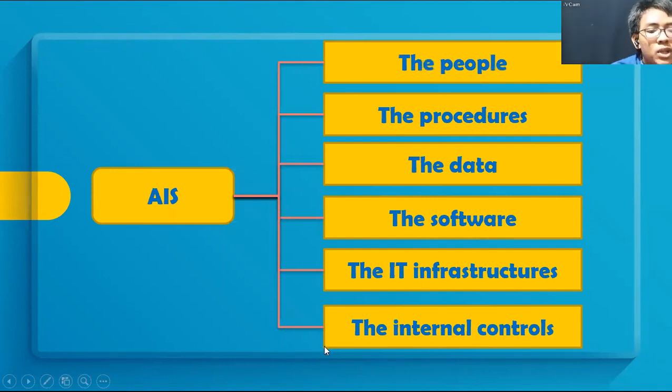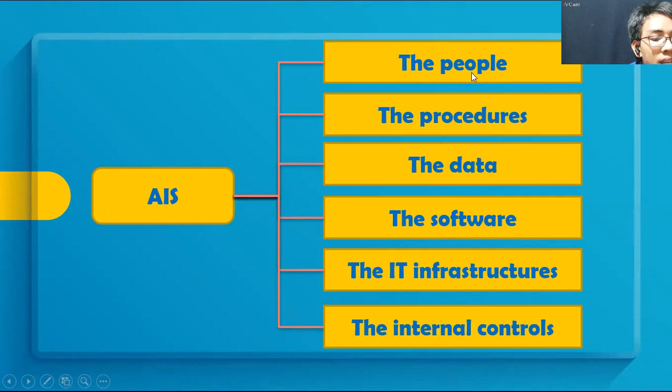Well, this brings me to the end of my presentation. Before I stop, let me go through my main points again. The accounting system has 6 parts: the people, the procedures, the data, the software, the IT infrastructures, and the internal controls. I would like to draw your attention to this point: the people.